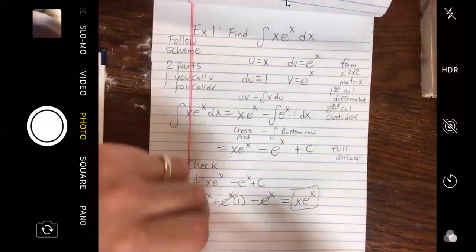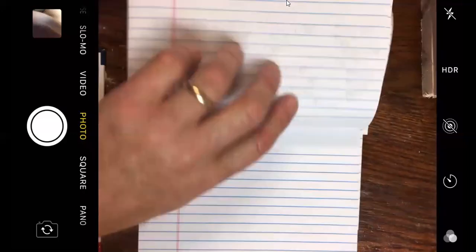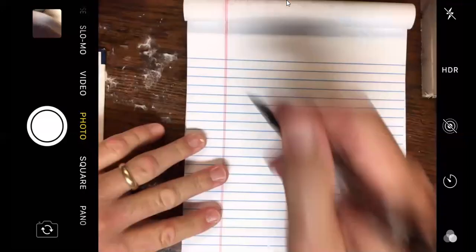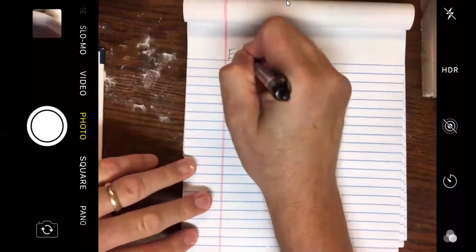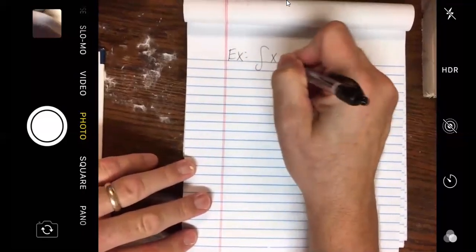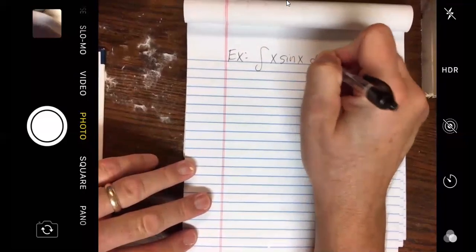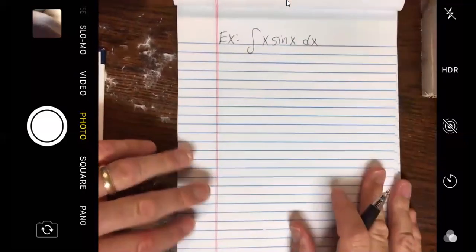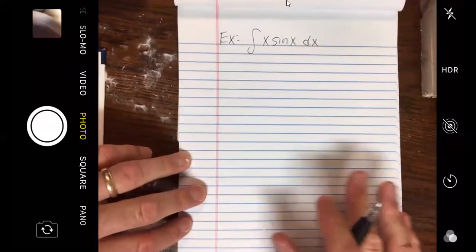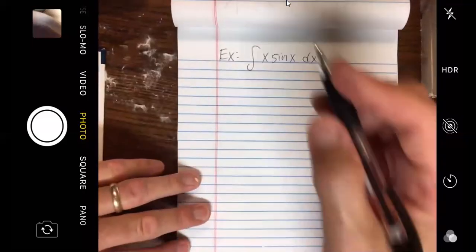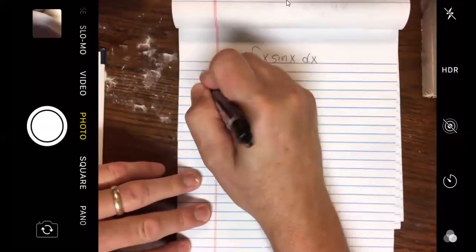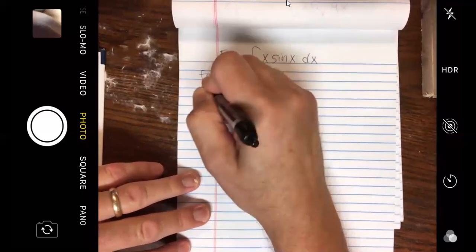Let's do another one. Let's try x sine. Integral x sine of x dx. All right, I'll try to shorten it up a little bit. You want to form your matrix.